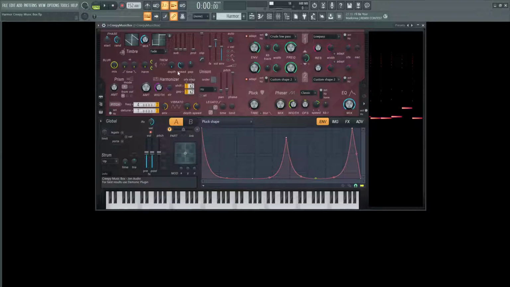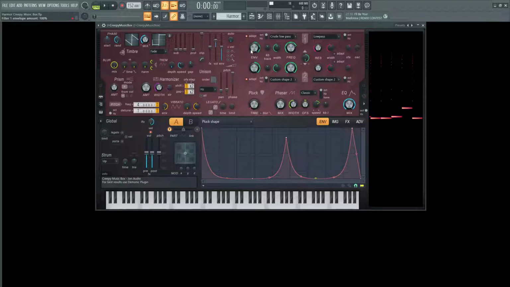A lot of the other stuff is not going to be used. As you see here, the sub, the unison, tremolo, blur, prism, harmonizer, we're not going to be using really any of that. The magic here is going to be in this pluck section. The only thing really happening is we have the crude low pass here at 75%. The low pass resonance is going to be 31. And that's really the meat and potatoes as far as the filtering goes.